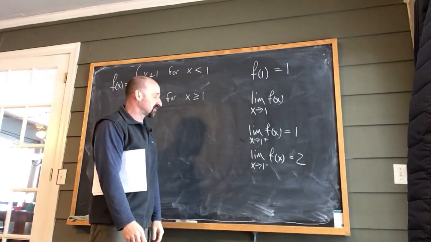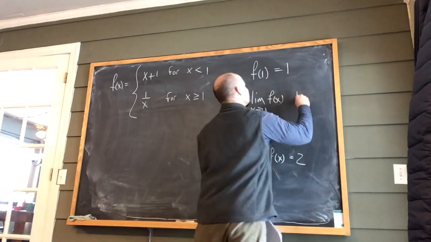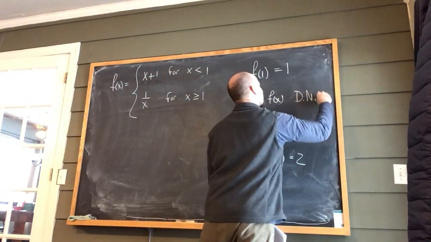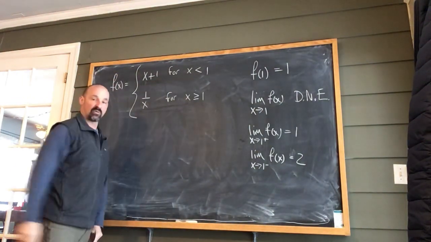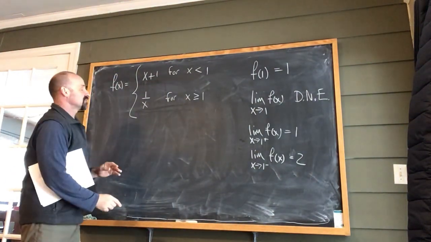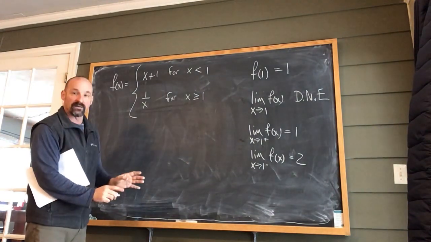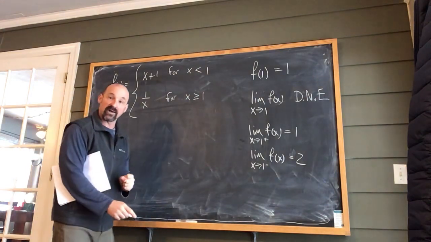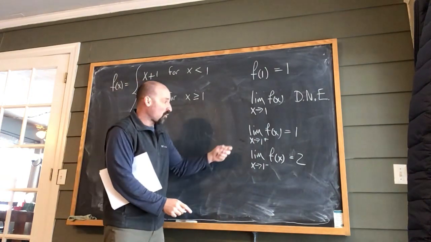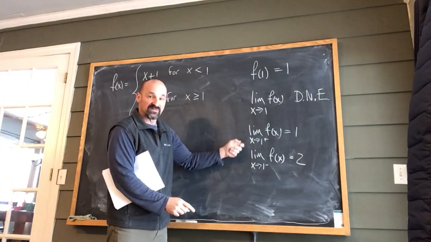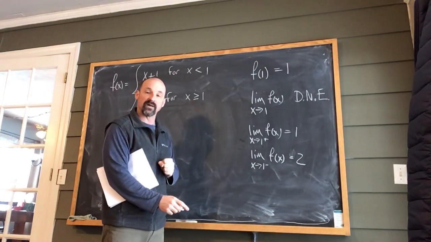The one-sided limits both exist but are not equal, so this limit does not exist. There's a discontinuity at x equal 1. This function f is continuous everywhere except at 1. And in fact, we know what kind of discontinuity it is. It's that one where both the one-sided limits exist and are not equal to one another. So it's got a jump discontinuity there.